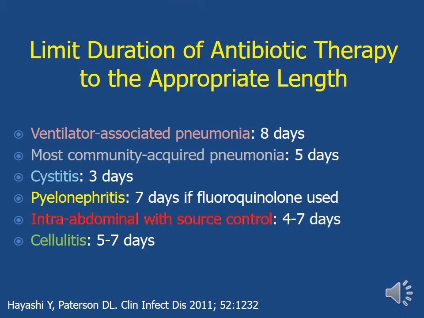Limit the duration of antibiotic therapy to the appropriate length. Ventilator-associated pneumonia needs only 8 days. Most community-acquired pneumonia needs 5 days. Cystitis 3 days, pyelonephritis 7 days if fluoroquinolones are used, intra-abdominal infection with source control 4 to 7 days, and cellulitis 5 to 7 days.